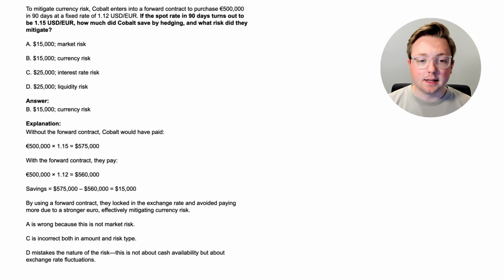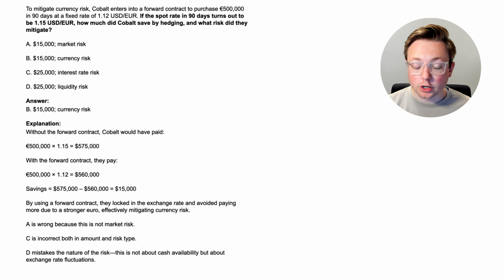All right, here we are at the answer B, $15,000. And again, currency risk. We knew that B was probably the right answer, but let's learn how we got that $15,000. Let's learn how to do the forward contract and how this all affects the currency risk. Without the forward contract, Cobalt would have paid 500,000 euros multiplied by $1.15. That's $575,000 to get 500,000 euros. With the forward contract, they pay 500,000 euros times 1.12, giving you $560,000. So they pay $15,000 less by having this forward contract. So again, that's the savings.